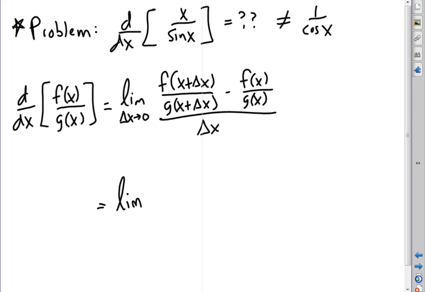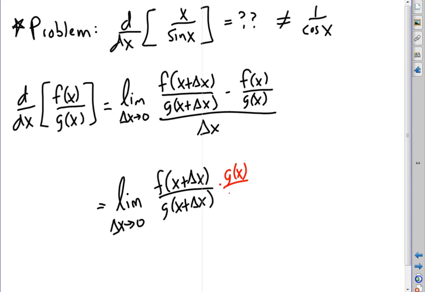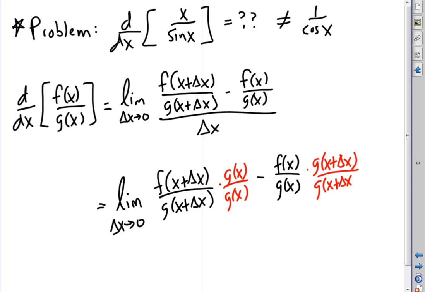So then we're going to do a little bit of weird things. We've got to get that numerator having a common denominator in the numerator, if that makes sense. So first term stays as is, but then we're going to multiply that by g of x over g of x, minus second term stays the same, f of x over g of x. This one we're going to multiply by g of x plus delta x over g of x plus delta x. So that's the whole numerator.